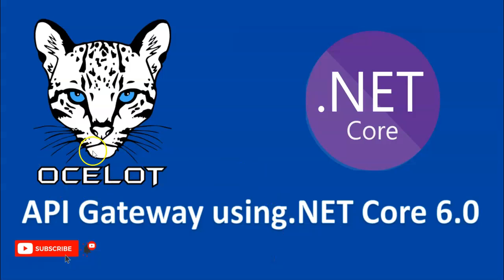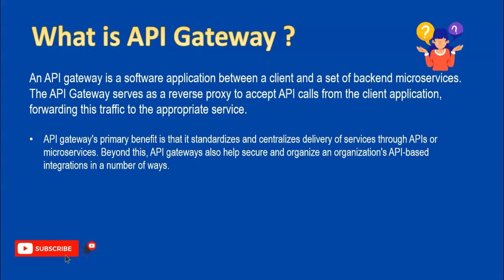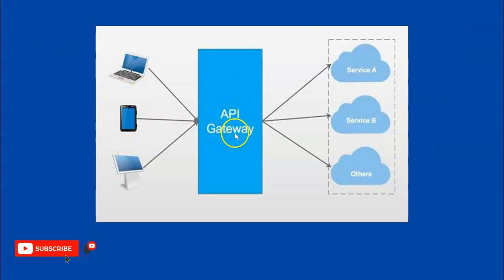So today we are going to see Ocelot API Gateway. Before going to Ocelot, let's see what an API Gateway is. An API Gateway is a software application between a client and a set of microservices. The API Gateway serves as a reverse proxy to accept API calls from the client application, forwarding this traffic to the appropriate service. Its primary benefit is that it standardizes and centralizes the delivery of service through APIs or microservices. Beyond this, an API Gateway also helps secure and organize API based integration in a number of ways. All the clients will be interacting with the API Gateway, and the API Gateway interacts with different services.